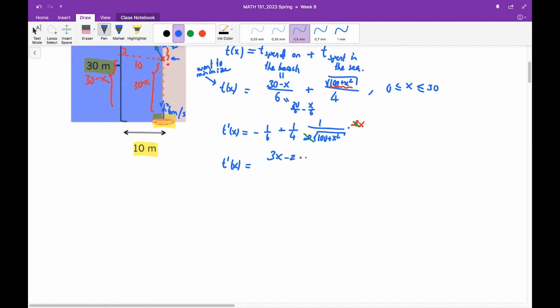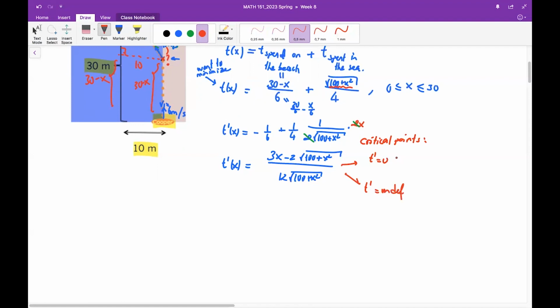Minus 2, 100 plus x squared divided by this common denominator, I guess. Okay, like this. Now we are ready to find the critical points. Critical points are the points at which the first derivative is 0 or the first derivative is undefined, right?